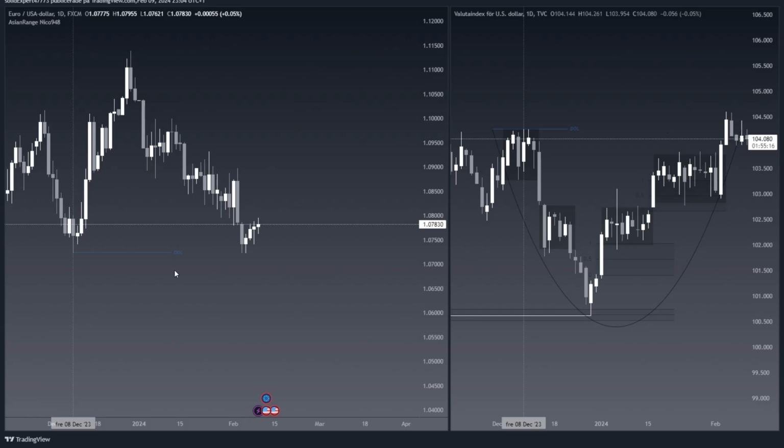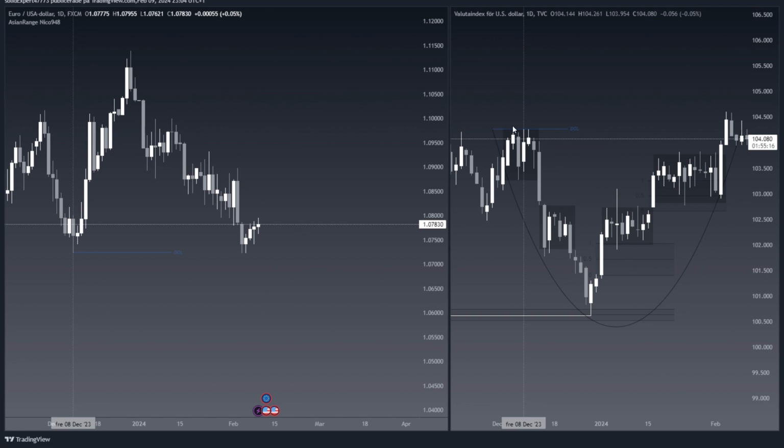So right here you can see Euro USD. Here, Friday 8th of December, we got the drawn liquidity right there. This is the original consolidation on Euro USD. This is the original consolidation on the DXY. You can see the market maker buy model much clearer than you can see the market maker's sell model on Euro USD.